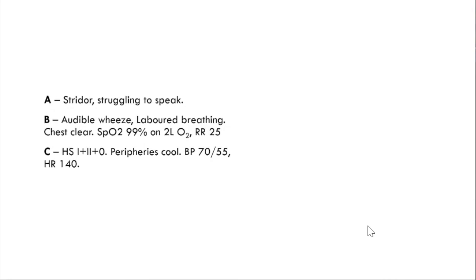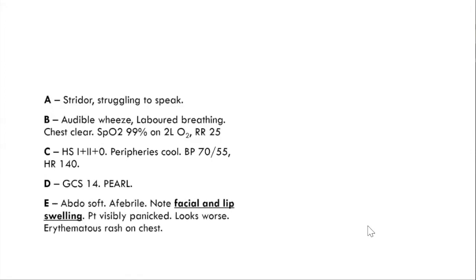Heart rate is starting to race, 140 beats per minute. GCS starting to get slightly less coherent, but pupils equal reactive to light. Abdomen is soft, she's afebrile, but there's some facial and lip swelling. The patient's really getting panicked and she looks worse. And she's starting to develop this rash you can see at the bottom of her neck and the top of her chest. VBG, not very exciting. What now?